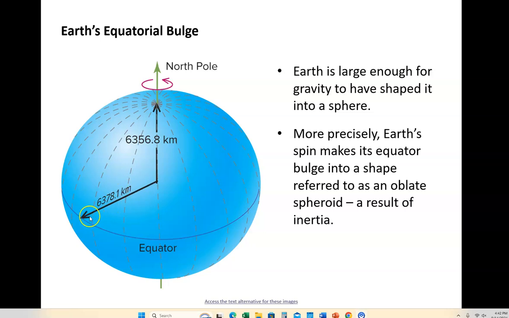By the way, in miles, that's roughly 4,000 miles. The human race has dug down into the Earth a little more than 7 miles. So we're nowhere close to digging to the center of the Earth. That's something to keep in mind.